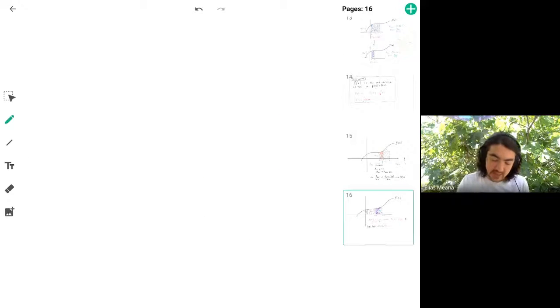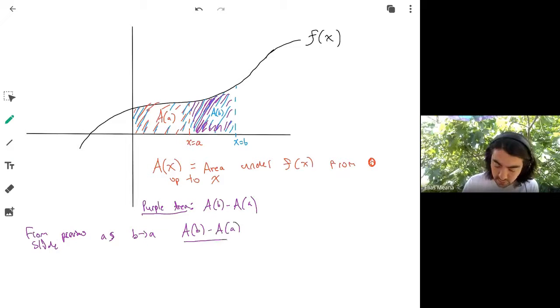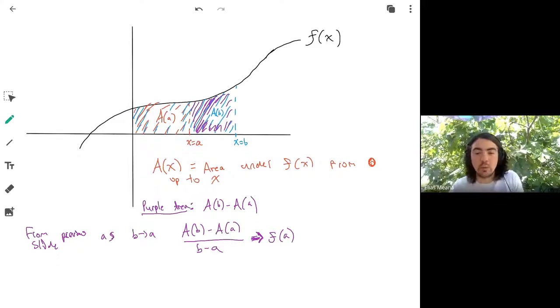So what that means is, as b gets close to a, from the previous slide, we just showed that as b gets closer to a, then A of b minus A of a, divided by b minus a, gets really, really close to just f at the point a. Do you guys agree? I should actually put an arrow. Gets closer to. Doesn't equal. This is exactly what we did before, just with some notation now. You guys okay with that?